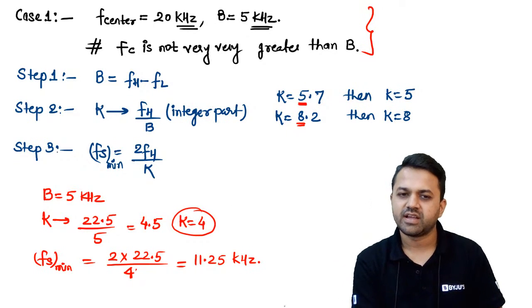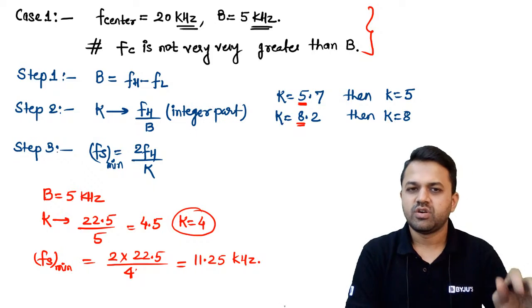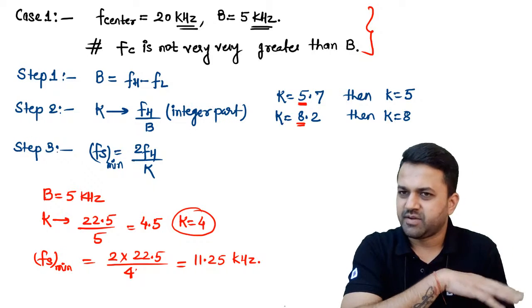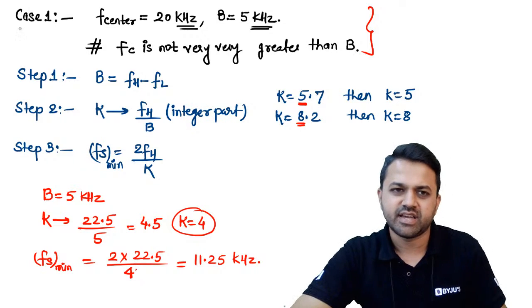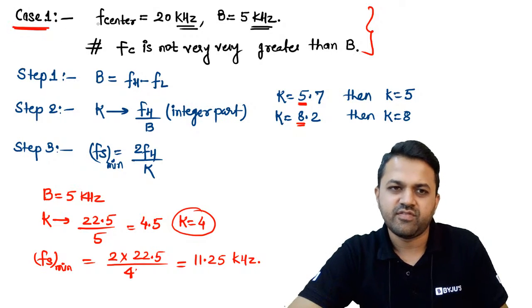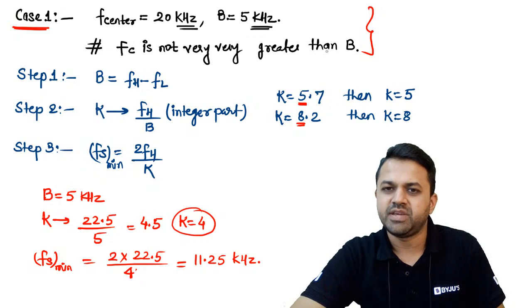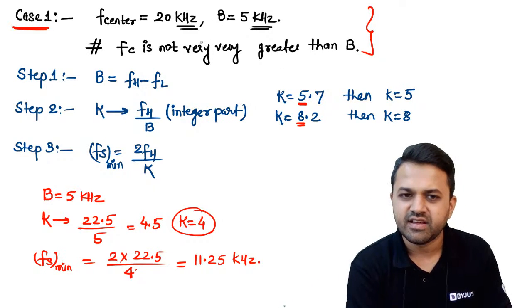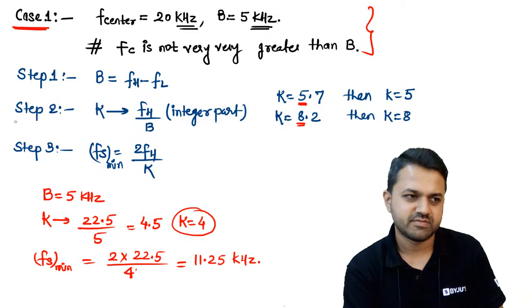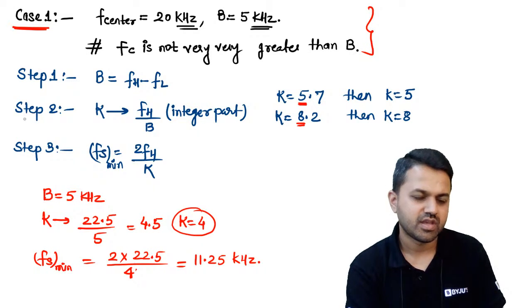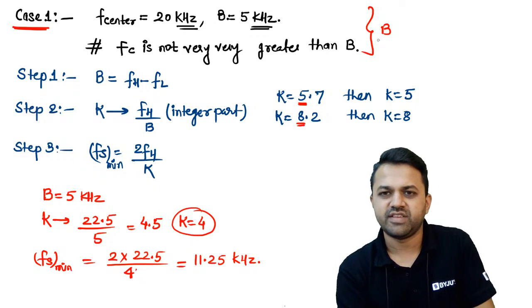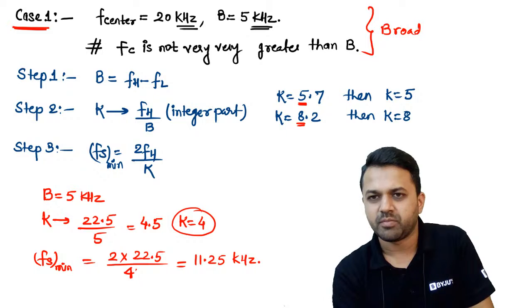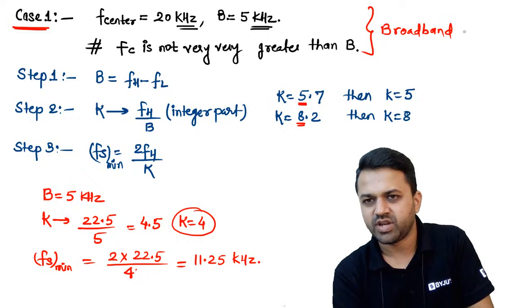That we have already calculated in the previous discussion, so you don't need to calculate in the way I told you. You have to apply this condition. You have to check whether FC is very much greater than B or not. And if it is not, then you just follow these 3 steps. Yes, this is for broadband. When FC is not very much greater than B, it is called broadband. So this is only applied for the broadband signal.